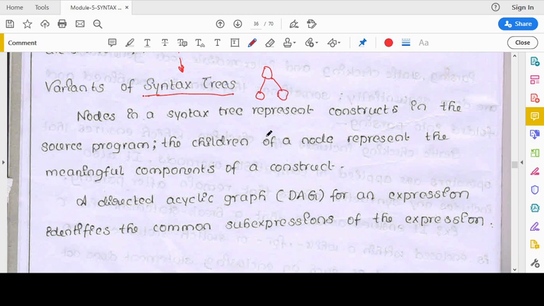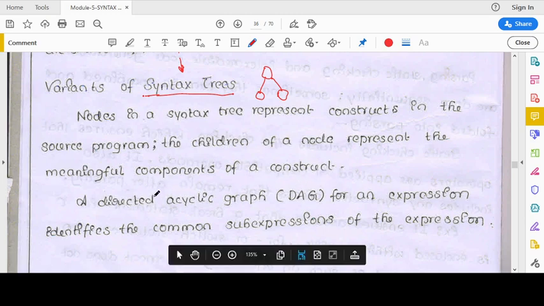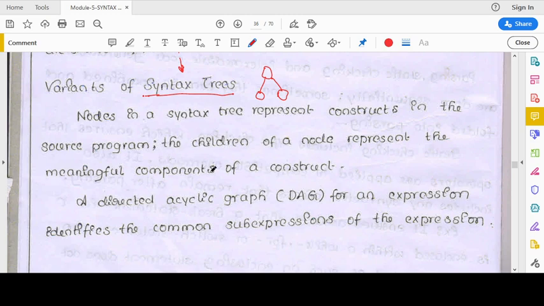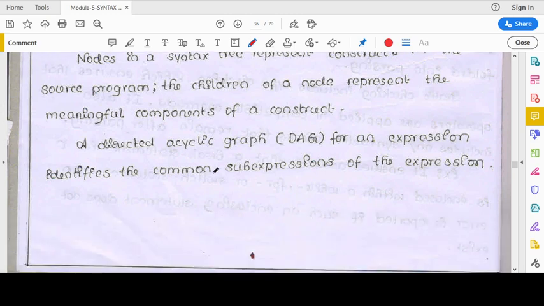From the syntax tree, we also understand that the children of a node represent the meaningful components of a construct. Next comes our DAG, standing for directed acyclic graph. This is another way of representing the pictorial representation of the graph, right?